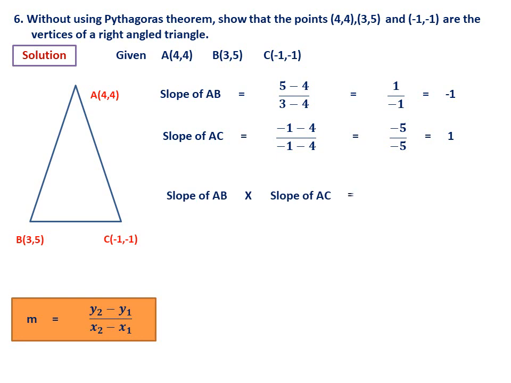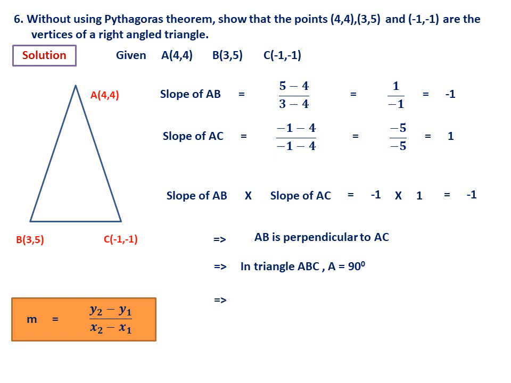You can see here, slope of AB into slope of AC is 1 into minus 1, which is minus 1. If the product of slopes is minus 1, what is the condition? The lines must be perpendicular. That means AB is perpendicular to AC. In fact, angle A is 90. So in triangle ABC, angle A must be 90 degrees.